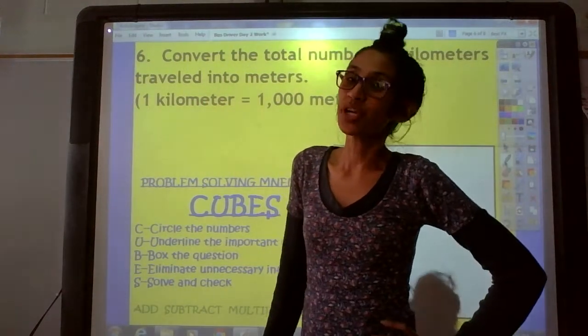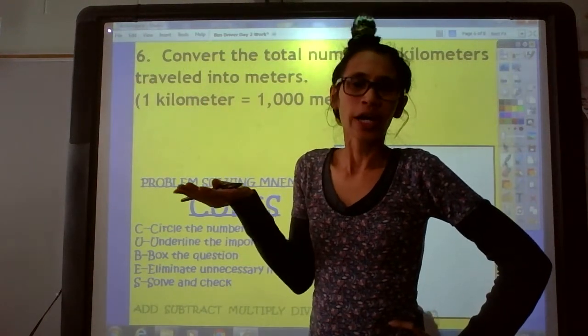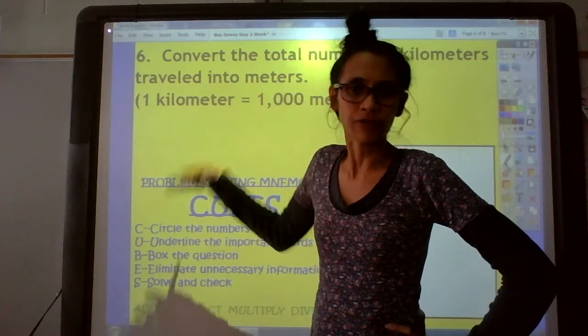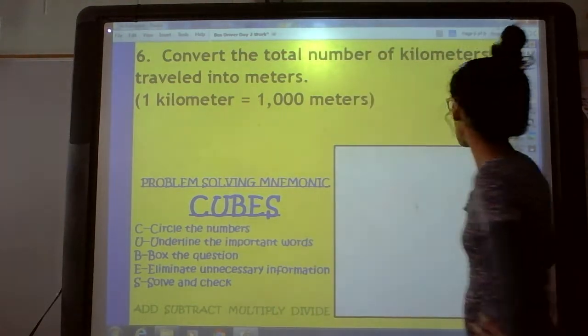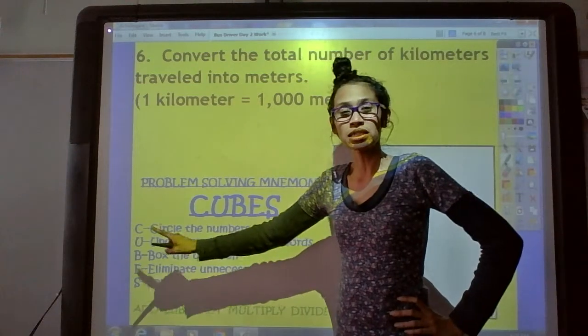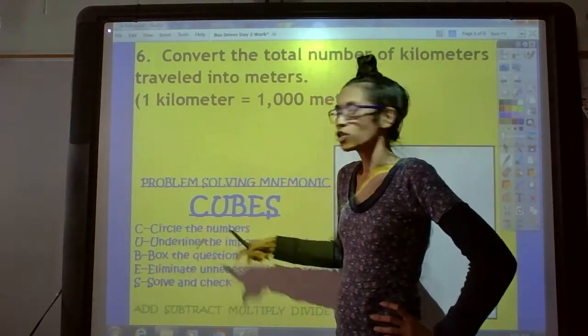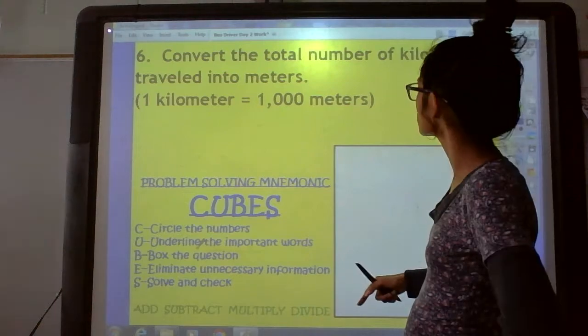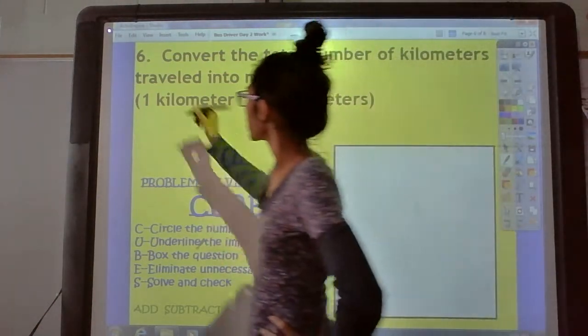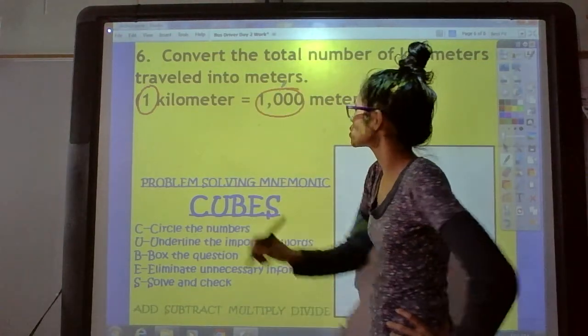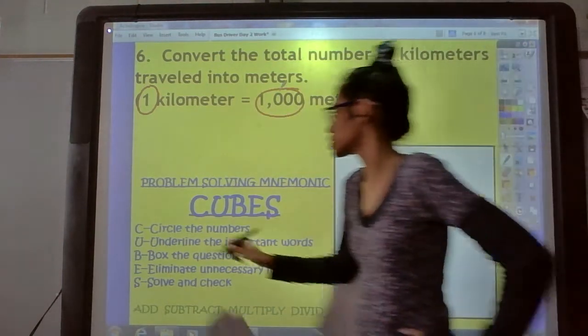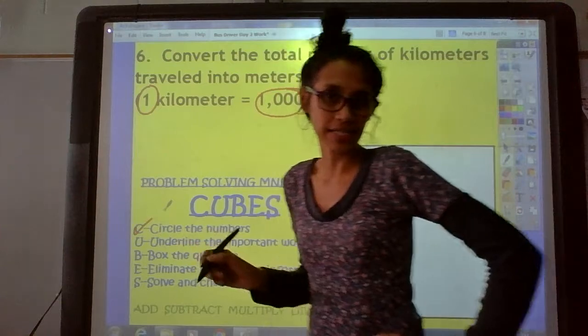So remember, we are using our handy-dandy mnemonic device, the CUBES clues, to help us solve this problem. The first thing we do is step C, circle the numbers. Call out some numbers you see. Let's circle them. Bam, right there. 1. What else do you see? 1,000 right there. Oh, that's it. We're done with that step. That was an easy step.